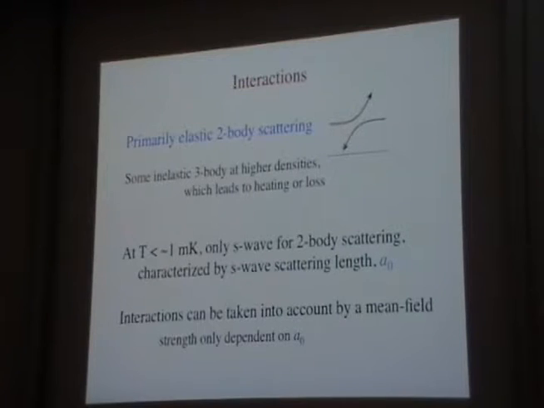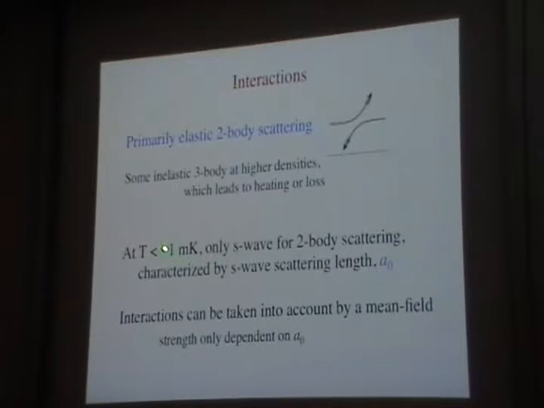As I mentioned, you can have weak interactions in the system. What sort of weak interactions do you have? For the atomic gases, they're primarily elastic two-body scattering, where two particles collide and scatter off of each other. If you go to higher densities, sometimes you'll see three-body processes, which usually lead to either heating or losses in the system, so those processes rapidly disappear. So the primary interactions in the Bose-Einstein condensate are two-body interactions.